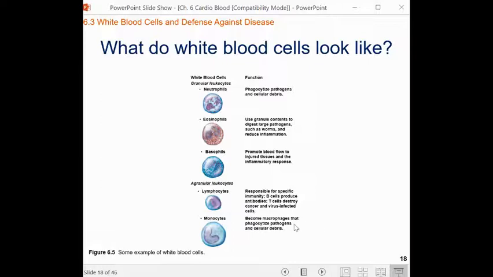The monocytes become macrophages that eat those pathogens and cellular debris. So if you think about it, this is kind of a general defense. They just go after anything and everything that looks bad. The lymphocytes are going to go directly after something very specific. So if you've had chicken pox or had the vaccine for chicken pox, you now have antibodies to fight it. So if you are exposed to chicken pox again, this is the system that's going to be engaged to try to fight that disease off.